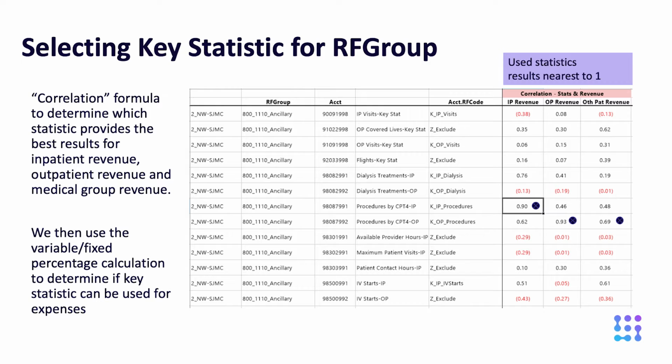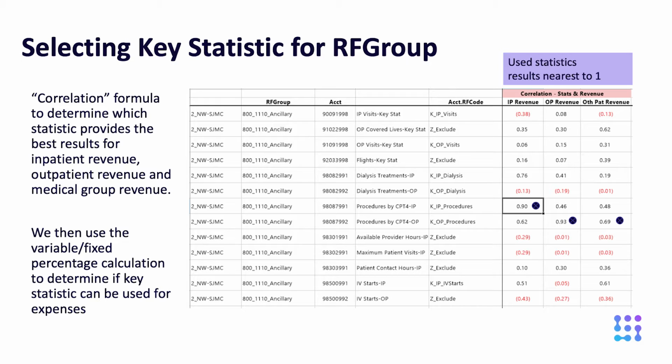Now I'll go over how we selected our key statistic for each one of our RF groups. Because we have several departments rolling up into each group, this is an example of one of our hospitals here in the Northwest region for the ancillary RF group. You can see all of the statistics that are already being reported. So we didn't want to add in any new processes. We wanted to use the existing statistics that were being reported at the department level.